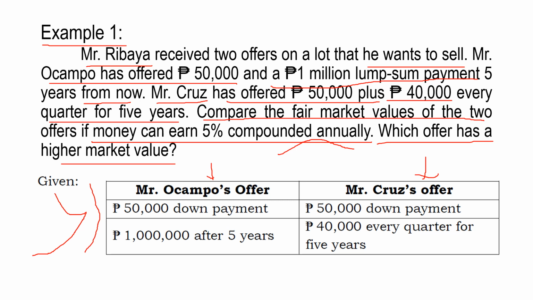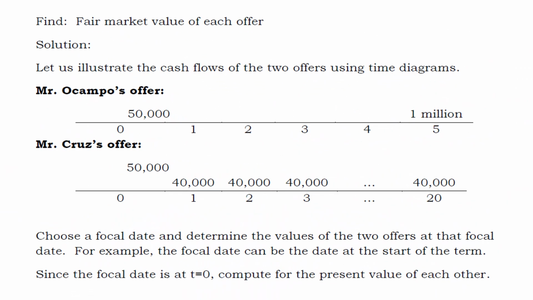And we're asked now to compare the fair market value of the two offers, wherein this money can earn 5% compounded annually. So which offer has a higher market value? That will be our problem for this example number one. So we're asked to find the fair market value of each offer. For the solution, let us illustrate the cash flows of the two offers using time diagrams.